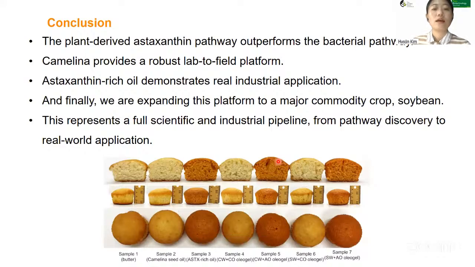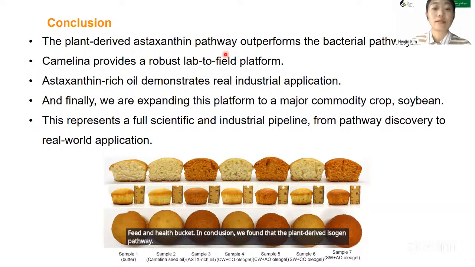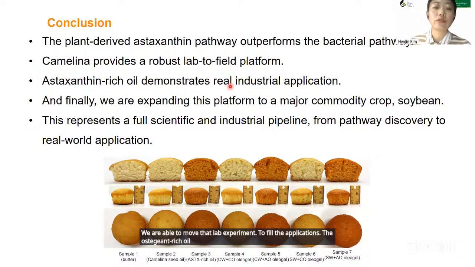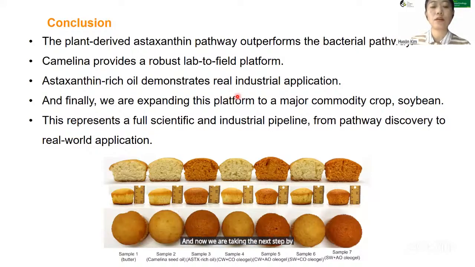In conclusion, we found that the plant-derived astaxanthin pathway works better than the bacterial pathway. Using camelina as a platform, we are able to move that lab experiment to field applications. The astaxanthin-rich oil we produced showed real promise for industrial use. And now we are taking the next step by expanding this platform to a major commodity crop, soybean. Altogether, this work demonstrates a complete pipeline from pathway discovery to real-world application.